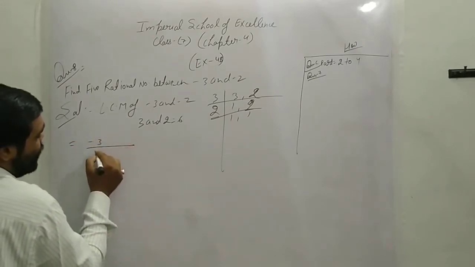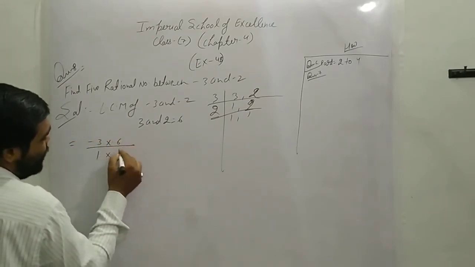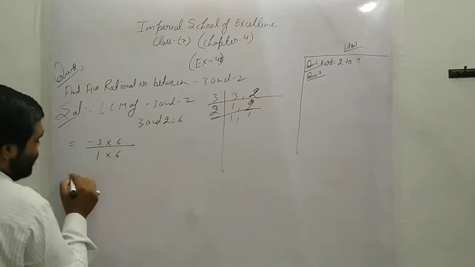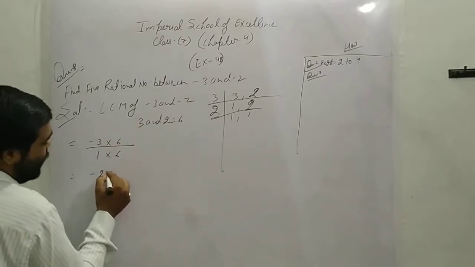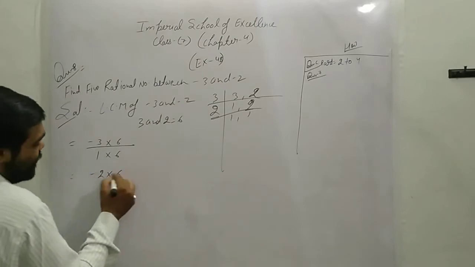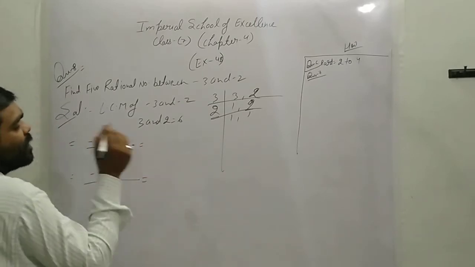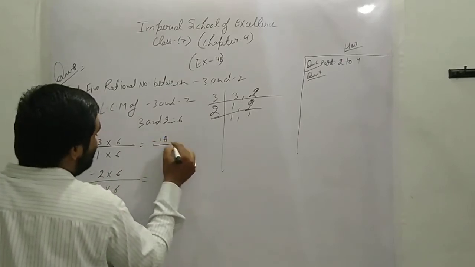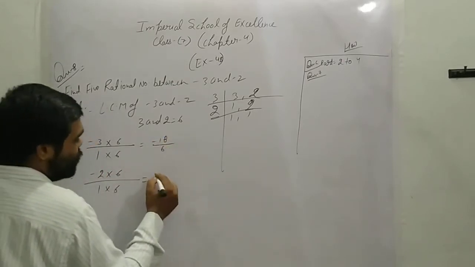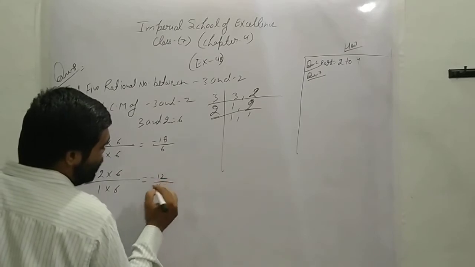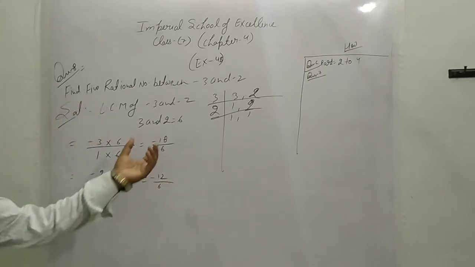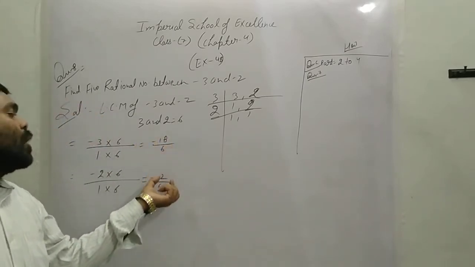Minus 3 upon 1 multiply by 6. Same you have to do. Minus 2 into 6 upon 1 into 6. 1 you have to put by your own. 6 3s are 18 upon 6. After that, 6 2s are 12. Minus 12 upon 6. You have to put rational numbers between these two.